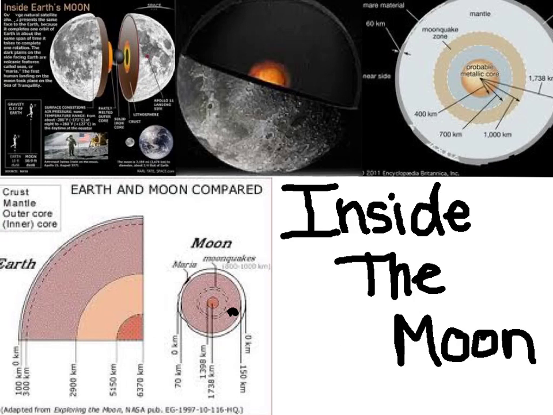The innermost layer is called the lunar core. 20% of the moon's diameter is made up of this. Next is the mantle. The mantle extends up to a distance of only 50 kilometers below the surface of the moon. The outermost layer is called the crust and has a depth of 50 kilometers.